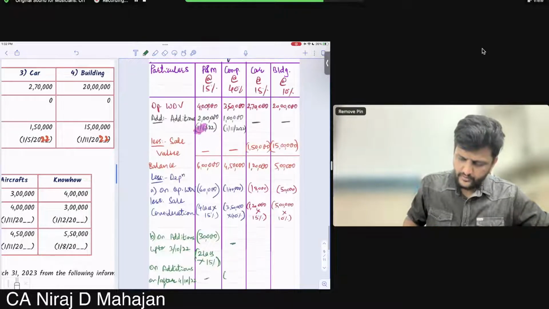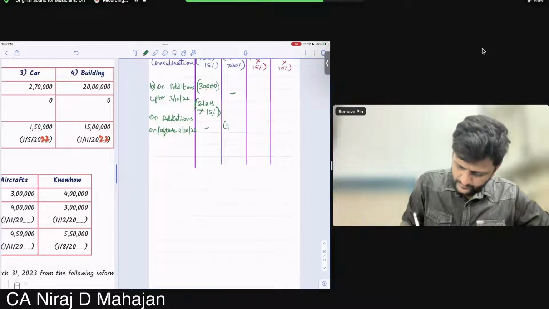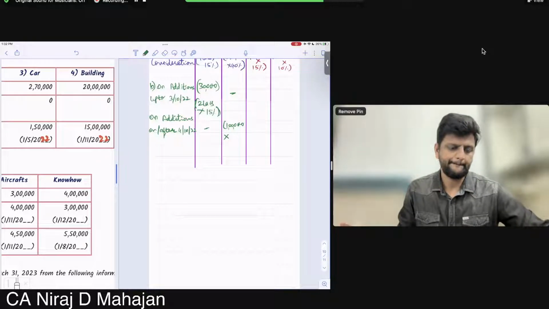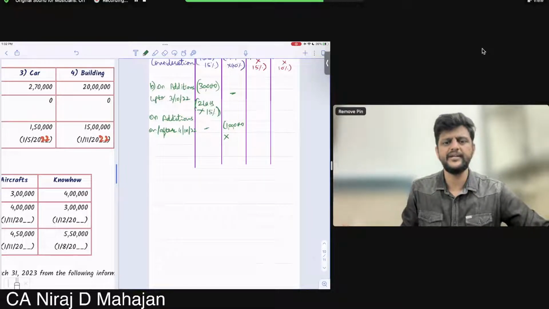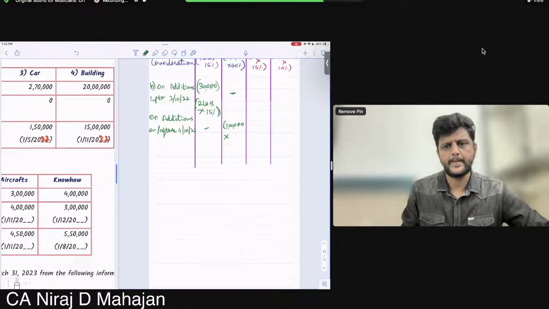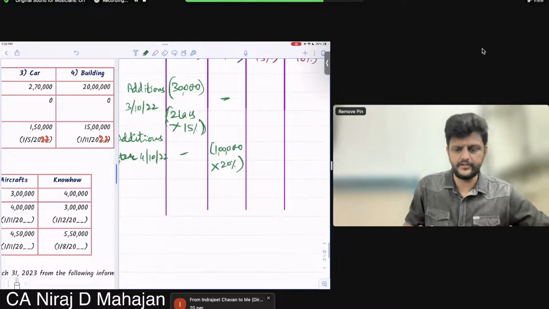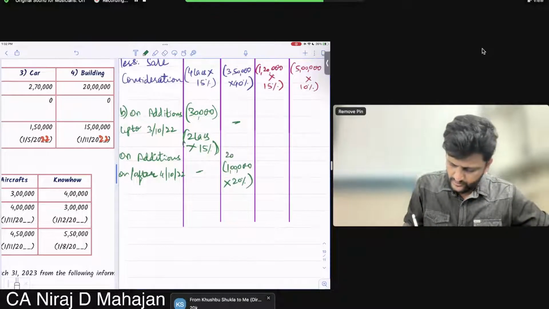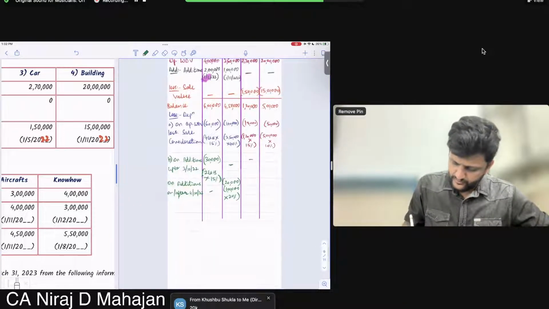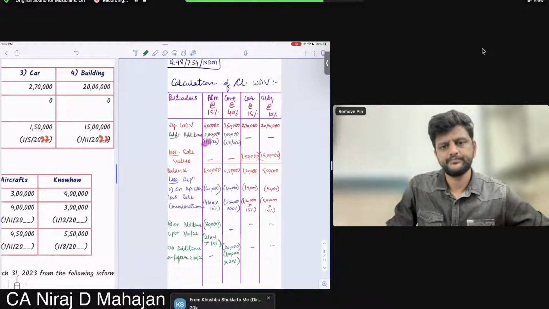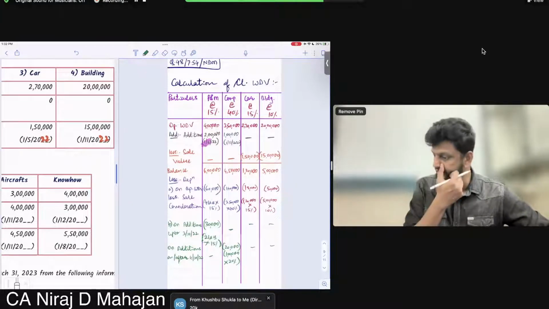How much have you added? 1 lakh. Into what percentage? Tell me the rate. How much rate will I take? Half of 40, I'll take 20%. Clear till here? 20,000. Is there any kind of additions in the last 2 columns? No. I hope this is clear, all of you.